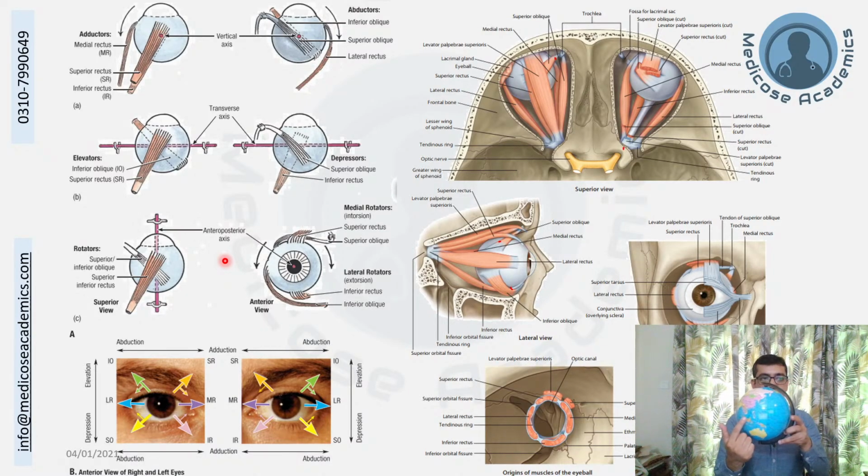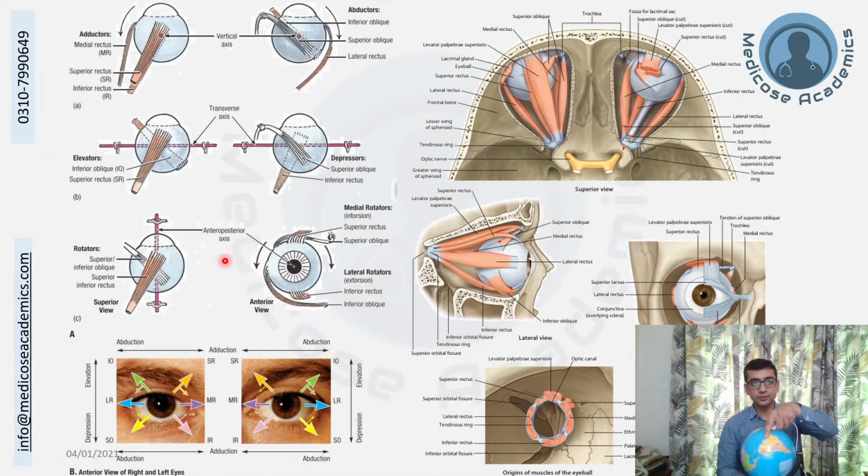In the vertical axis there can be adduction and abduction. In the horizontal axis there can be elevation and depression, and along the anteroposterior axis there can be intorsion and extorsion. Let's talk about the functions of the muscles along the three axes, all of them. Let's talk about superior rectus first.